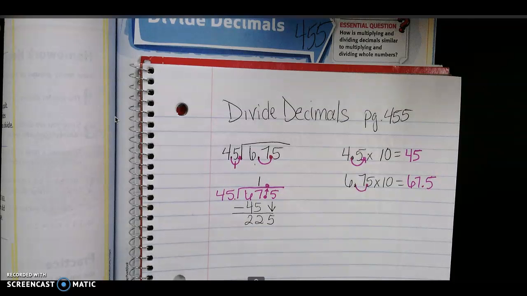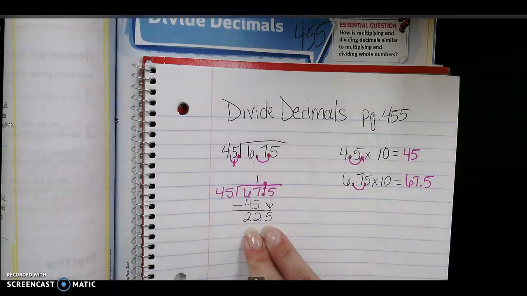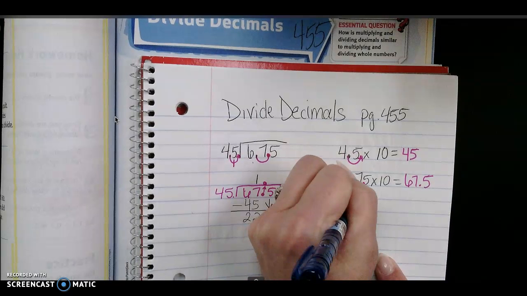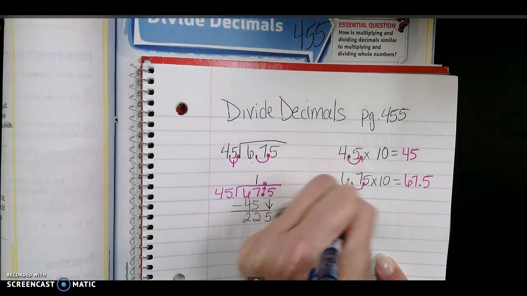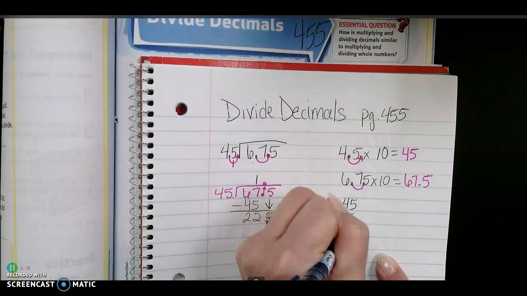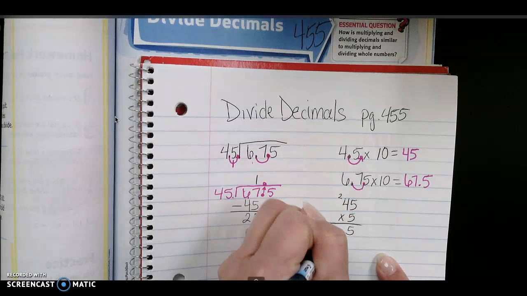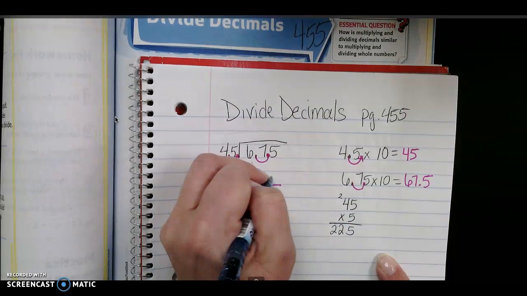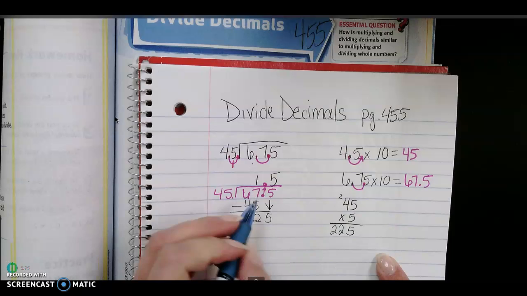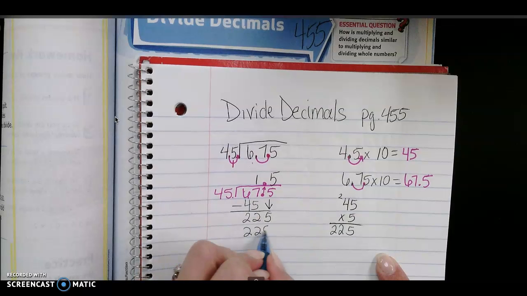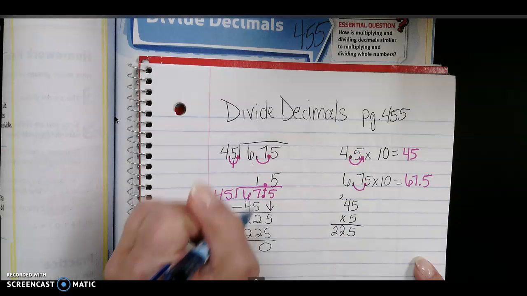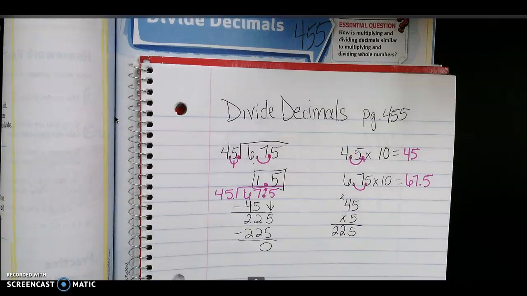How many times do you think 45 will divide into 225, Bella? 5 times? Well, let's try that out. I would do my scratch work. 5 times 5 is 25, carry the 2, that's 20. It's perfect. So I would put my 5 up here. 45 times 5 is 225. That makes it 0. So my answer would be 1.5 times.